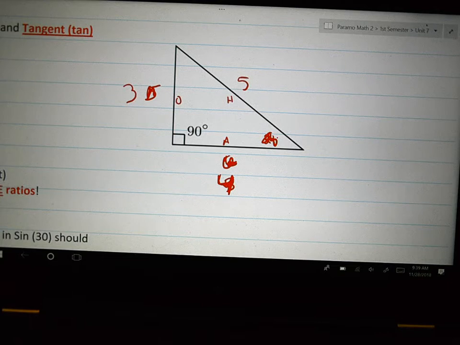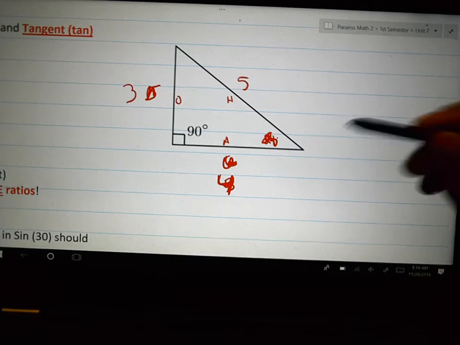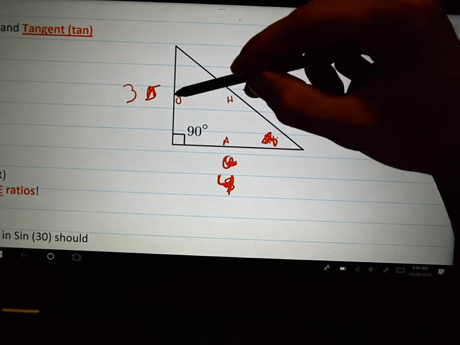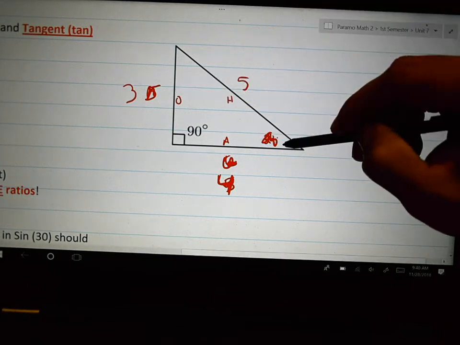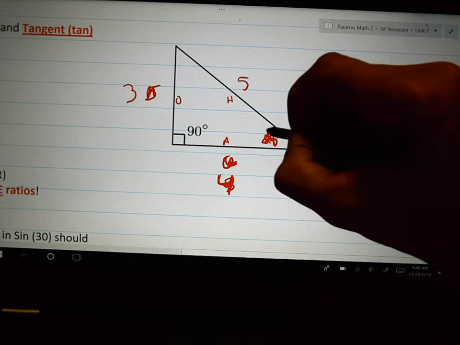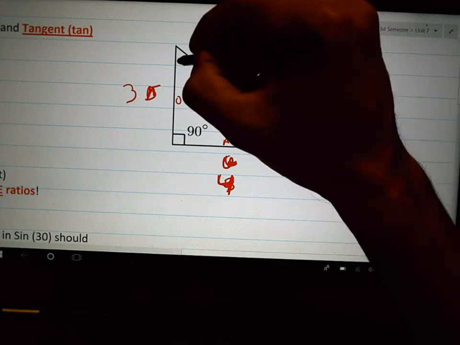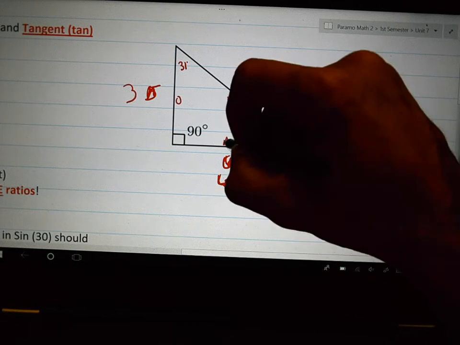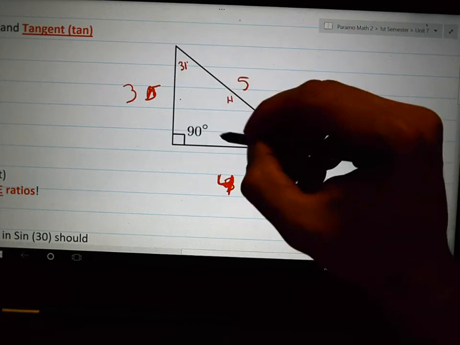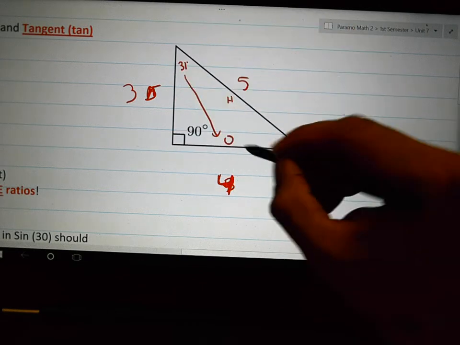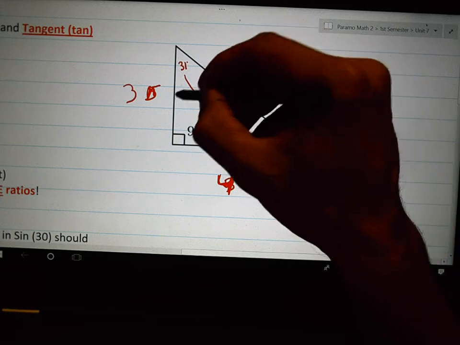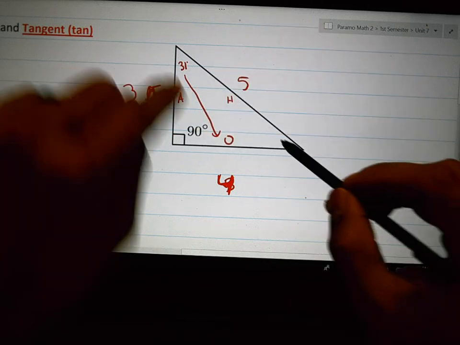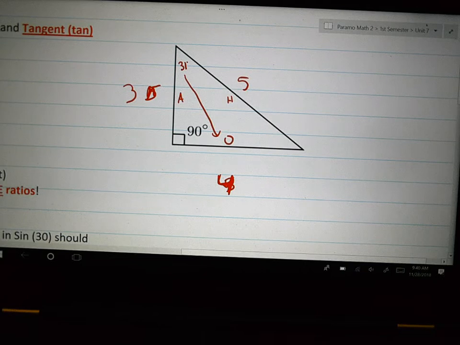It does. It does matter between the order. Now, I chose that this was O and this was A because this was the angle I was using. But if, by chance, we start to use this angle over here, let's say this angle was 31 degrees, then it is possible for me to have the O, the opposite, over here, and the adjacent could be over here. It depends which of the acute angles we are talking about or which angle we are using.